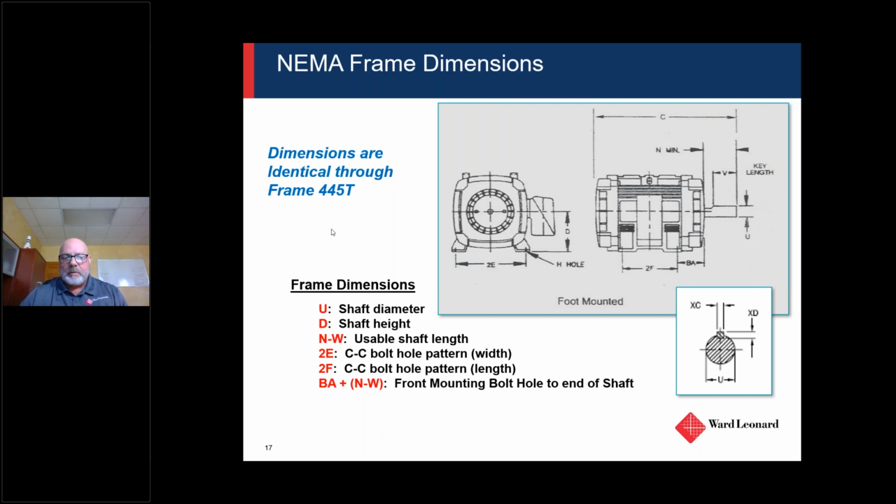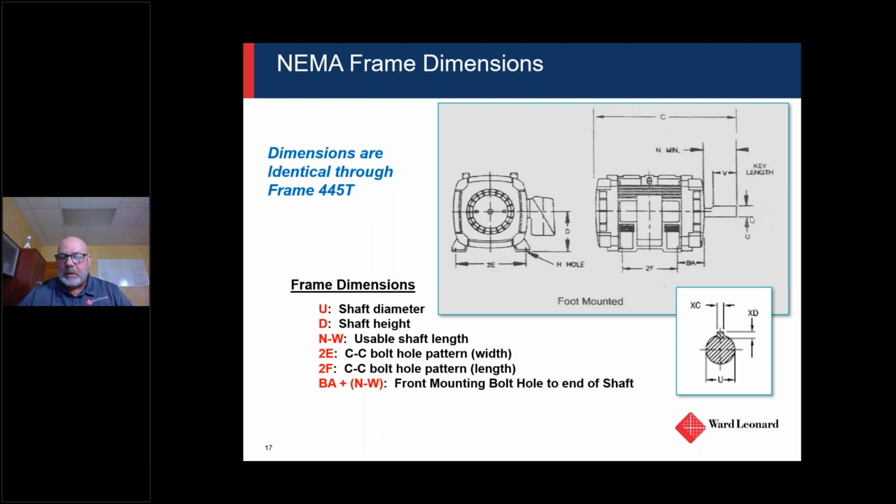And as indicated, all the frames are typical through 445T, but where it needs to be consistent, especially for the end user, is on shaft diameter and shaft height. So dimensionally, if we were to replace a motor, we would want to make sure we had these dimensions all accurate and lined up.